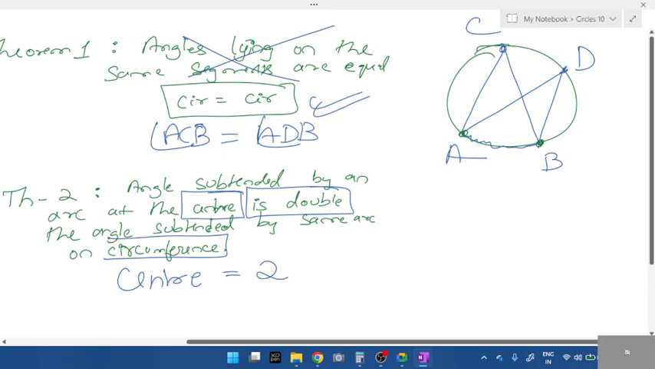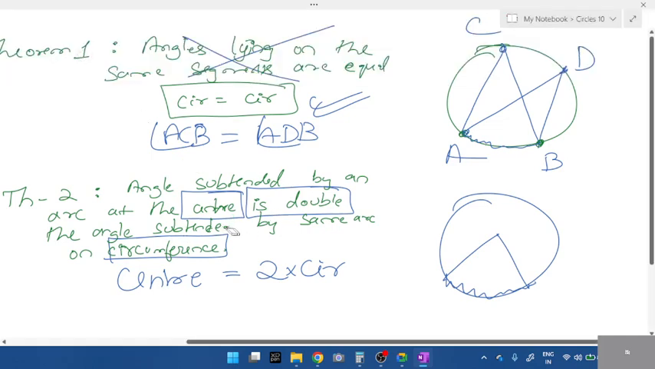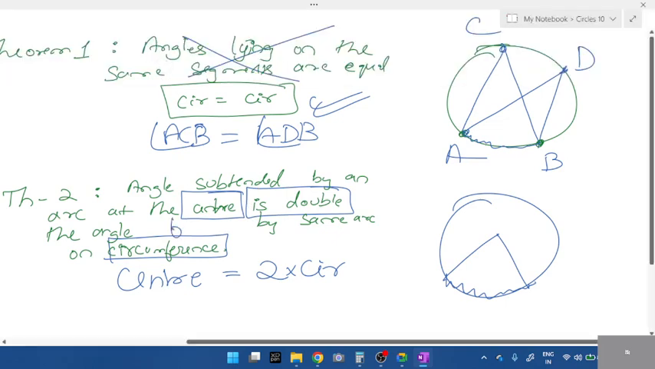Angle formed on which one? Circumference. So keywords are important here. Center is equal to twice. Subtended means nothing but the angle formed. Look here. Is double the angle, not subtended, formed. Angle formed by the same arc on the circumference. Or subtended is also fine.